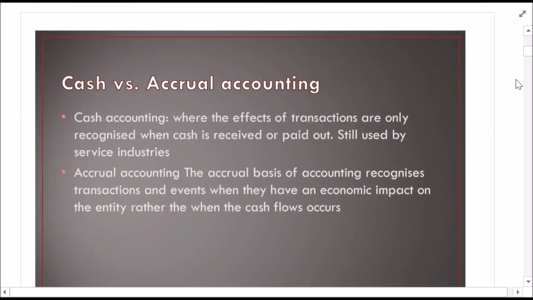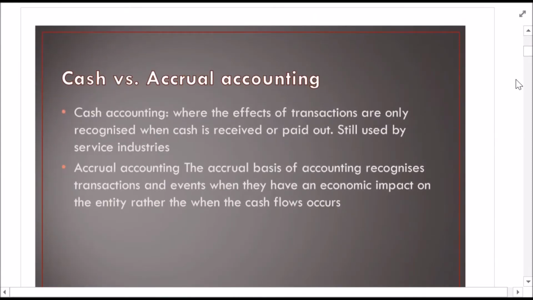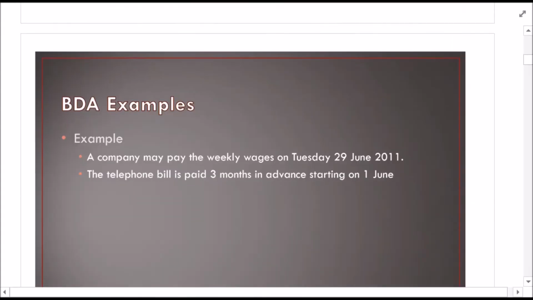Not all transactions that we complete fit neatly into the financial year. So we've got two types of accounting. We've got cash accounting, where we recognise the transaction when the cash is received or paid out. And then we've got accrual accounting, which recognises the transaction when the event happens, rather than when the cash flow occurs. We're doing a bit more of accrual accounting.